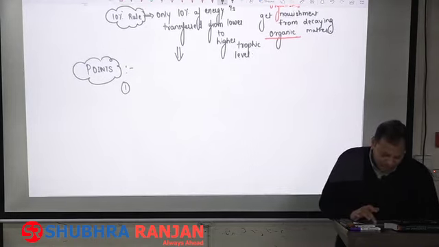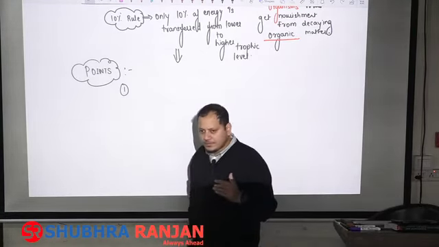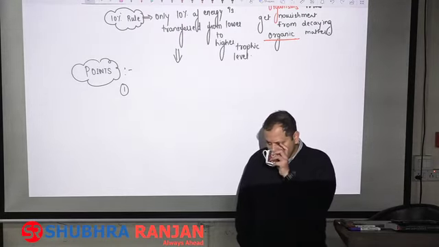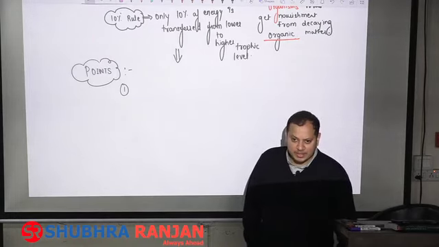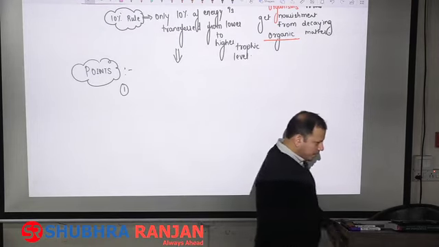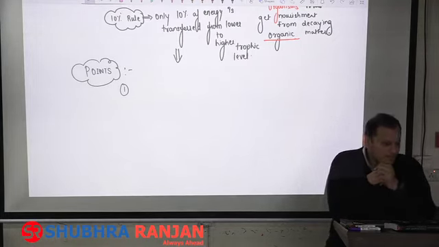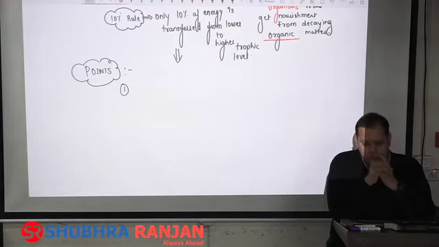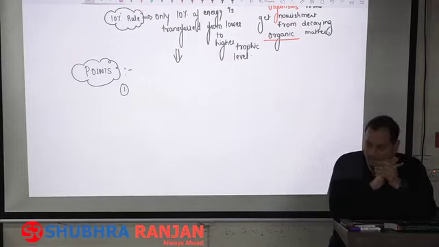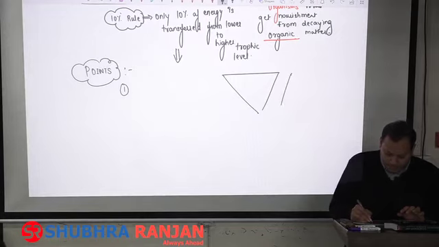So points to remember here. The first point: the energy transfer in the ecosystem is thus inefficient, and hence the pyramid of energy is always upright. It will always be like this. It will not be inverted. Inverted are these other pyramids. This is an example of an upright pyramid.